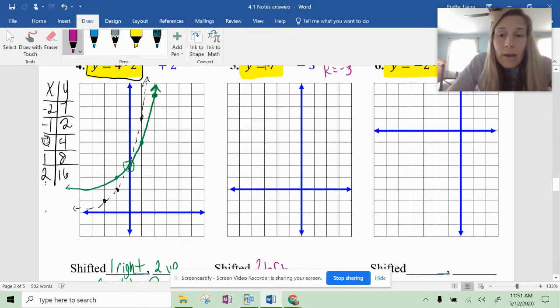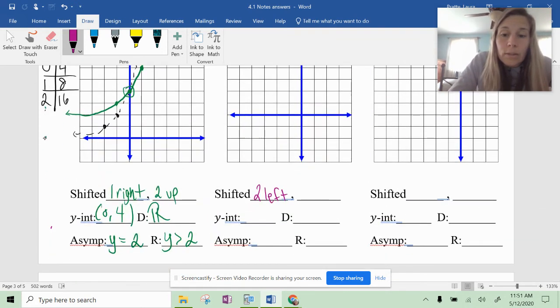Since the K value is -3, we know it's going to shift down 3. The asymptote is going to be y equals -3. The range will be y is greater than -3, since our A value is positive. The domain is all real numbers.